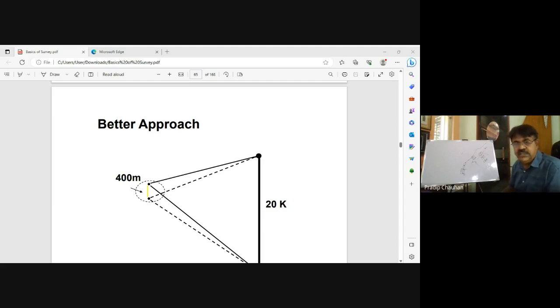Now we are going to the next most important topic, other than DGPS. Nowadays there is LIDAR survey. So in LIDAR survey, how are we getting the survey done?